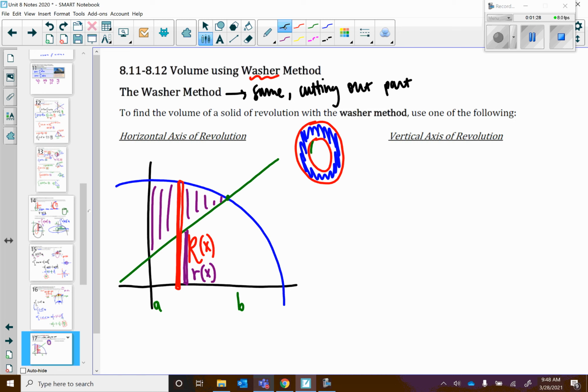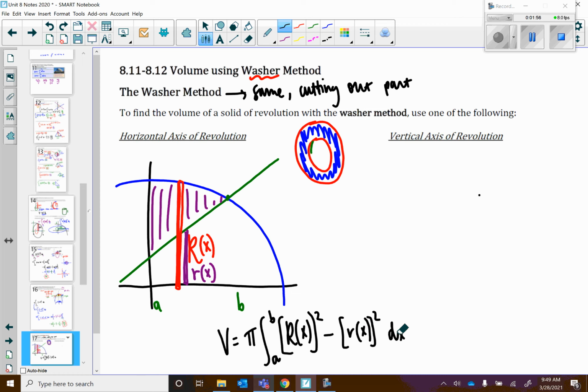And we're going to take that entire big radius circle area and then subtract from it the little radius circle area. That means the volume of this will be pi times the integral from a to b of our big radius R of x squared minus our little radius r of x squared dx. Because really, if you think about it, you could distribute that pi in. You're taking the area of the big circle, all of those circles, and then subtracting from it all of the areas of the little circles.